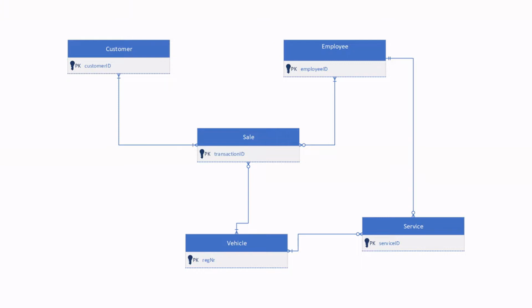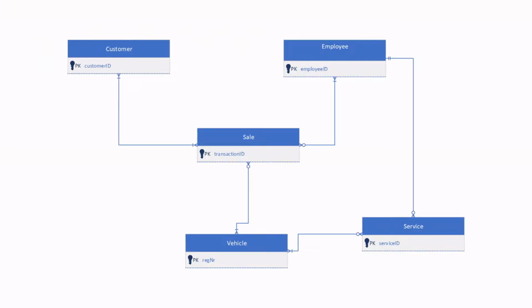So, as you see on the screen, this is the last model we had. It has the customer, the employee, a sale, a vehicle, and a service, because this is the requirements that was put to us as a developer. Now, let's see which steps we should start with.